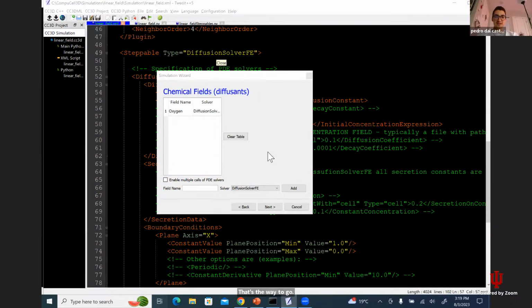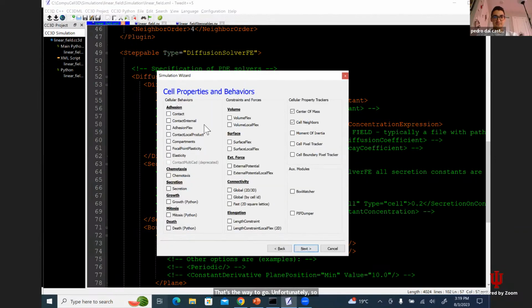Okay, next, cell properties and behaviors, contact and volume flex, doesn't matter either.